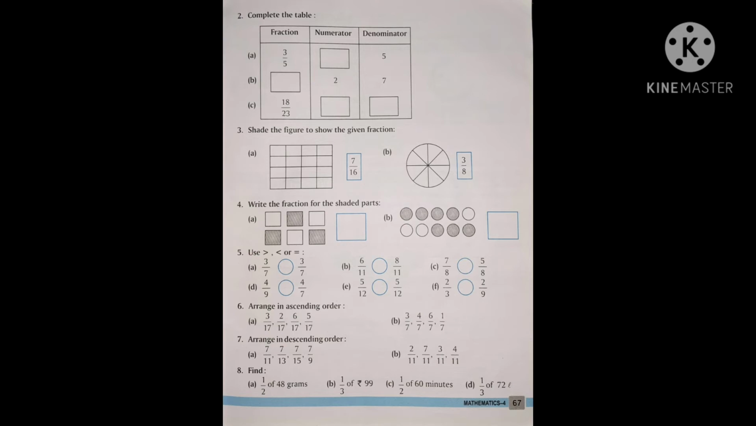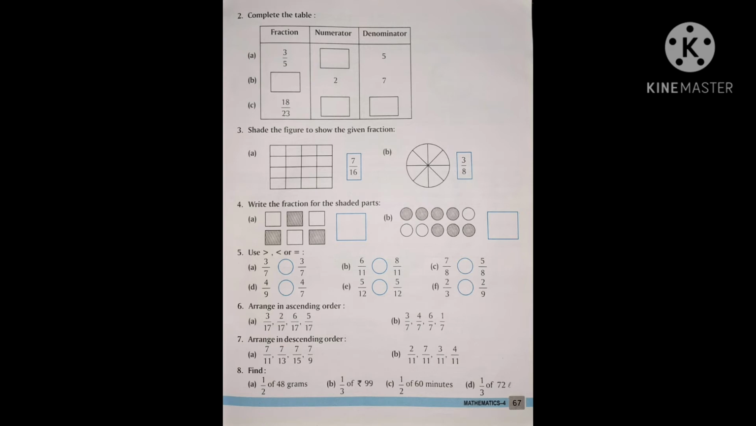If you count the total number of squares, you will see that there are 16 squares. Out of these 16, you have to color 7 squares. Shade the 7 squares. Okay. Complete the shading part. You have to do it on your own. Okay. So complete 7 squares in shading. Okay. The next is 3 by 8.